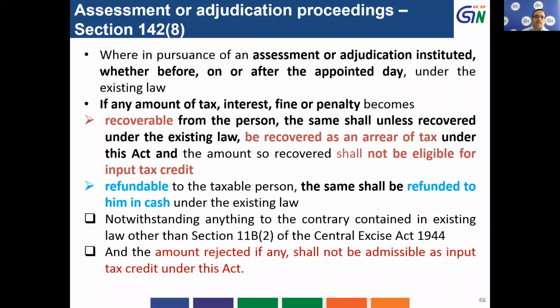So if there is any assessment or adjudication proceedings which is going on or after the appointed date under the existing law, then if any amount, tax, interest, fine or penalty becomes recoverable from the person, unless it is paid in the existing law, it will be recovered as an arrear of tax under this act, and the amount so recovered will not be entitled for input tax credit. And if it becomes refundable, it will be given in cash, and he has to prove that he has not borne the incidence of that duty. And if it is rejected, then he will not be entitled for input tax credit under this act.